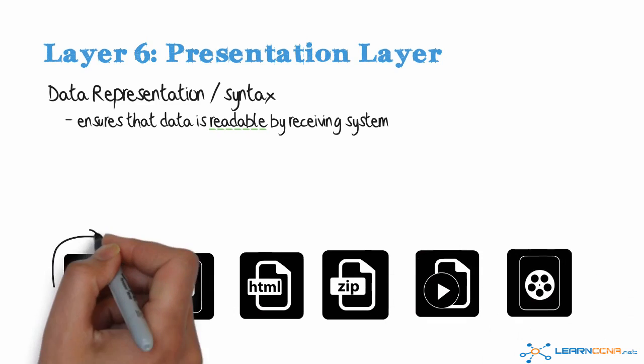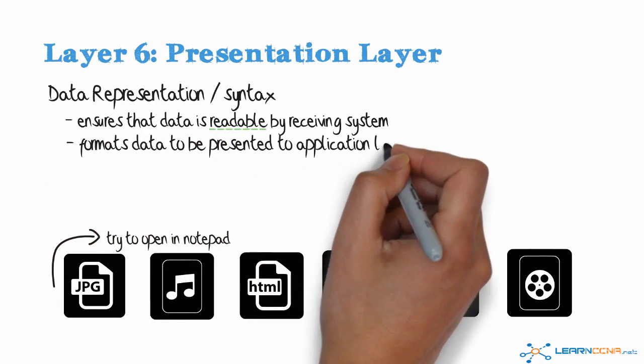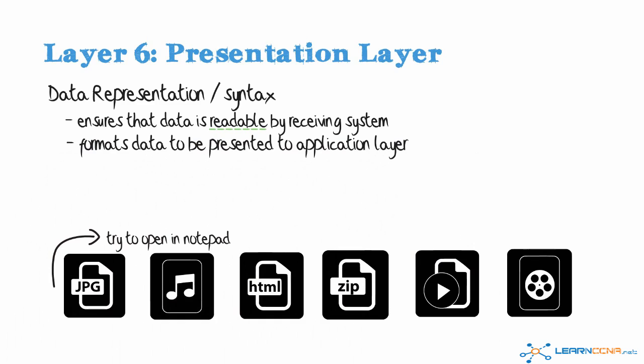If you've ever tried to open a JPEG file in Notepad or the incorrect application, you'll see what happens when the format is not understood. If you open up a JPEG picture file in Notepad, you'll get a screen full of unrecognized characters, which aren't of any use. So this layer formats the data to be presented to the application layer.